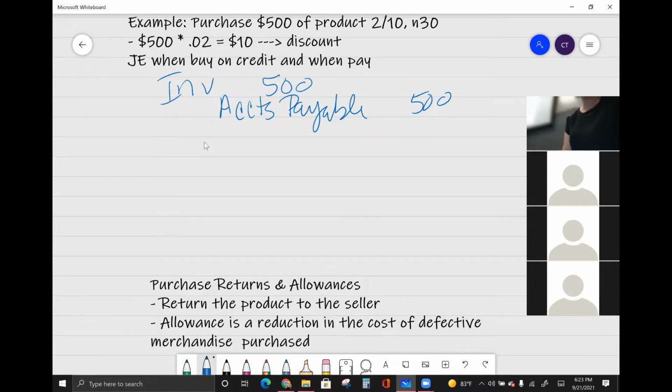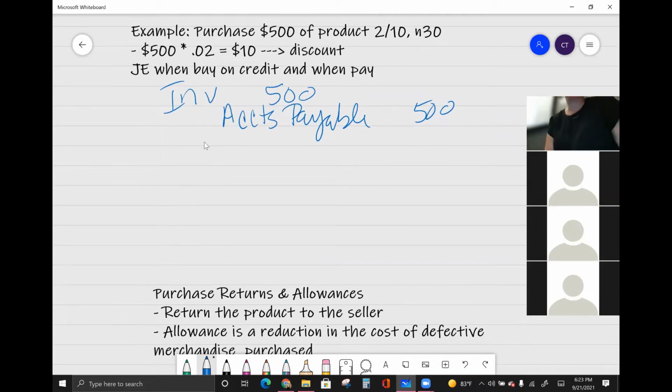Okay, so when I pay for it, I need to cancel out the entire payable that's on my books. I have a payable of $500. So I know I need to get rid of that. How am I going to get rid of this? By doing it less the discount or the whole amount? I want to get rid of it completely. The whole amount.